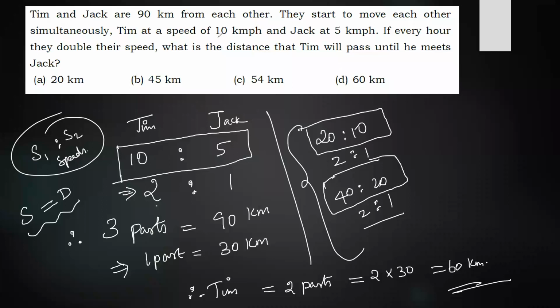The question is for Tim. So Tim has 2 parts. So Tim travels 2 into 30, 60 kilometers. Is it clear? Actually, whatever method we go for, it depends on the question. We know only the speeds and the distance, and we need to find the distance. So it can be any method.